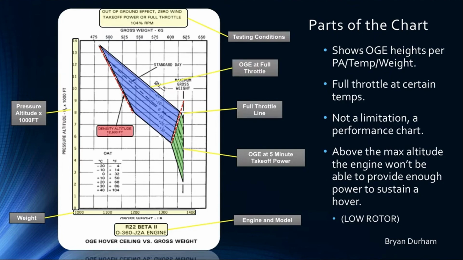This is your out of ground effect at full throttle, shown here in highlighted blue. Everything after this dashed red line here, if you are going to perform an out of ground effect hover with these conditions, so 7,000 feet, 40 degrees, and 1,250 pounds in this case, you will be at full throttle when you are doing that.